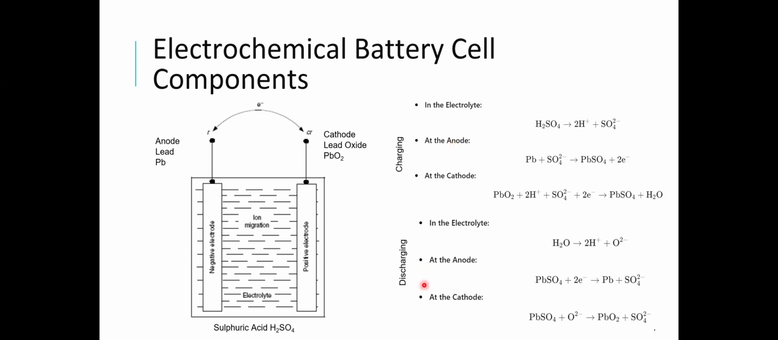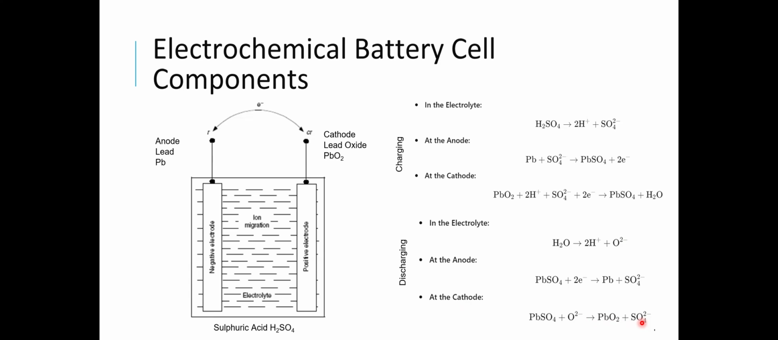The opposite happens during discharging. During discharging, we'll release these 2 electrons at the anode, and in the electrolyte, we'll take water and break it into hydrogen and oxygen. And at the cathode, we'll take this O2 over here, negative, and make this lead oxide and SO4 with a negative charge.